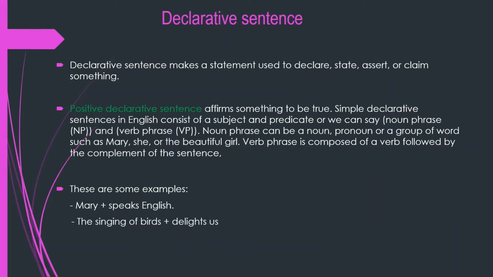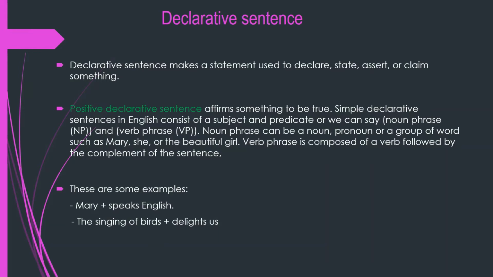First, declarative sentence. A declarative sentence makes a statement used to declare, state, assert, or claim something. A positive declarative sentence affirms something to be true. Simple declarative sentences in English consist of subject and predicate, or we can say noun phrase (NP) and verb phrase (VP). A noun phrase can be a noun, pronoun, or group of words, such as Mary, she, or the beautiful girl. A verb phrase is composed of a verb followed by the complement of the sentence.